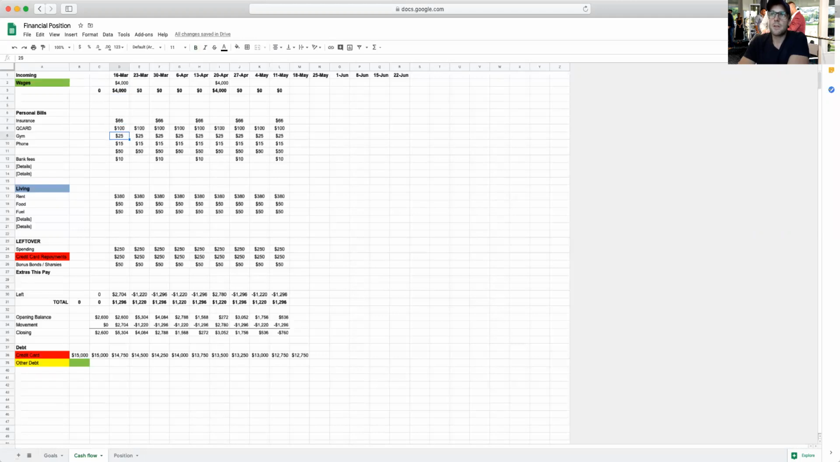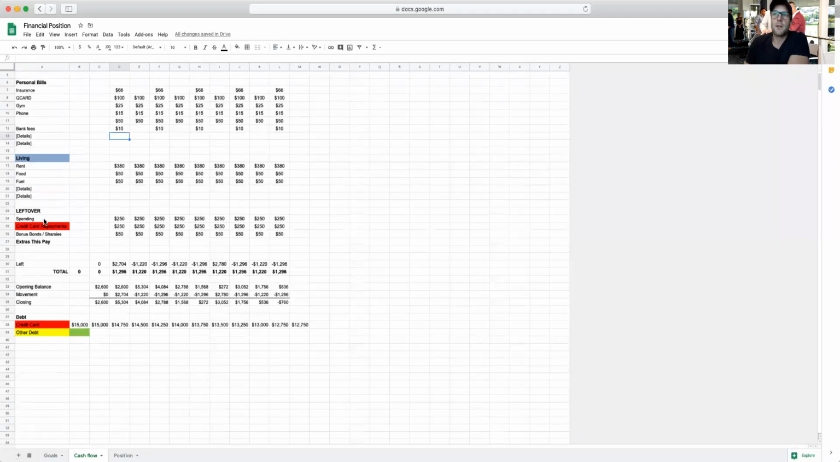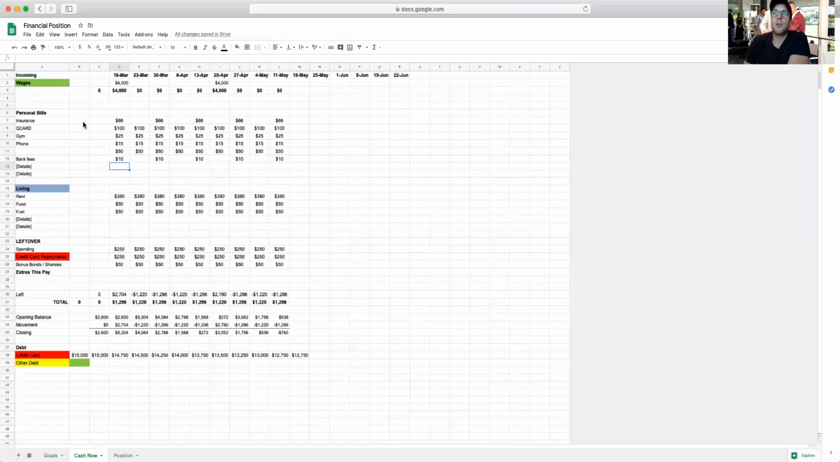So all of these costs will tally up and they're into sections. So personal bills, living, leftovers. So go through and add all of the things that you pay for. And hopefully you would have done the exercise first where you're analyzing your expenses, and then you bring those over here so that you actually know what these are.